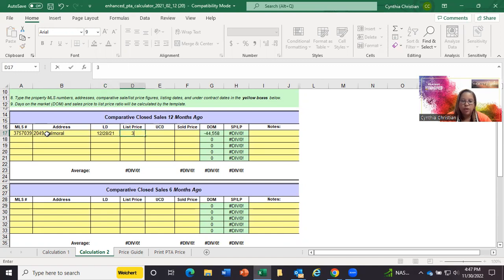List price was $360,000. It went under contract February 2nd, 2022. And the sale price was $410,000. So now you can see that it's already said there was 36 days on the market, and this property sold 114% over list price. So I'm going to put another one in there.